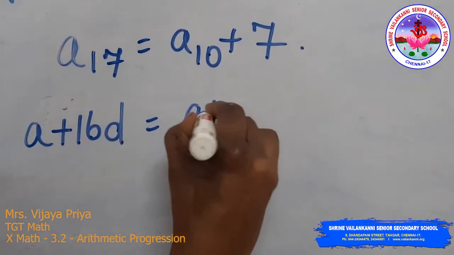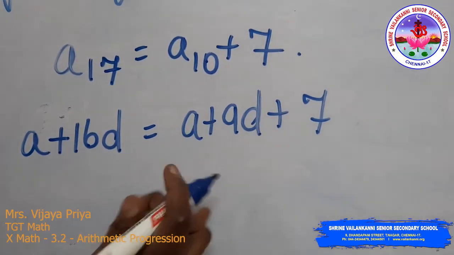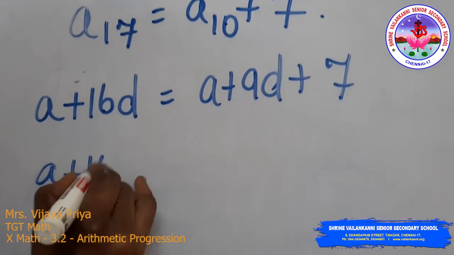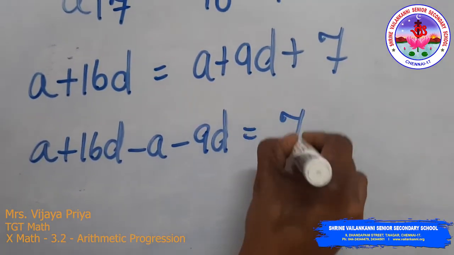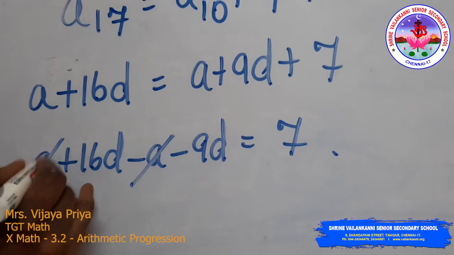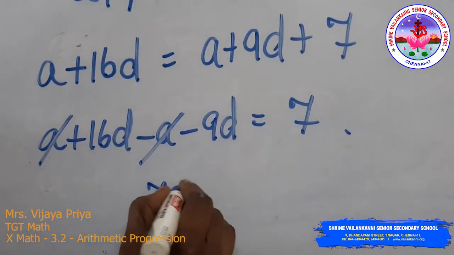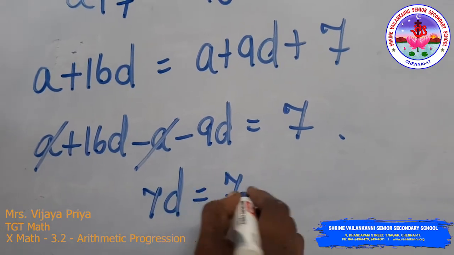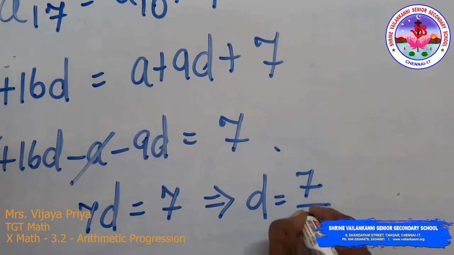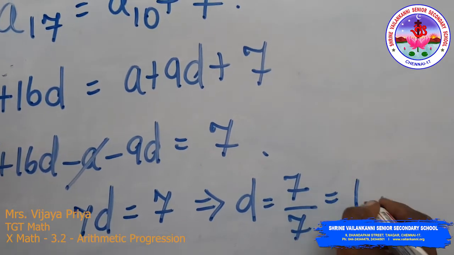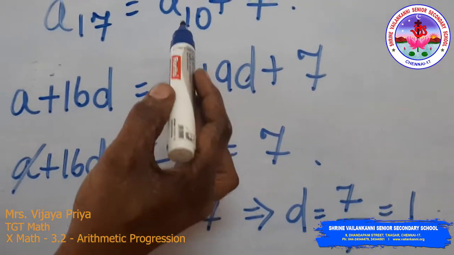Here a plus 9d plus 7, and bringing a and d to the other side, it becomes a plus 16d minus a minus 9d, which is equal to 7. Plus a minus a gets cancelled, 16d minus 9d, which is equal to 7d. 7d is equal to 7, which implies d is equal to 7 divided by 7, which is equal to 1, where the common difference is equal to 1 for this AP.